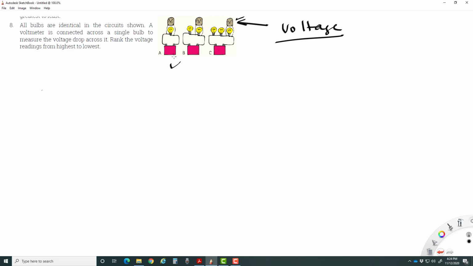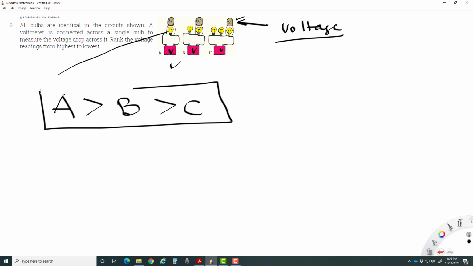Again, just like before, the voltage of the battery would be shared among these three bulbs here. The voltage would be shared between these two here, and the voltage appears on only a single one. That means this one will have the maximum voltage, so A will have the greatest amount of voltage across it, and then next one would be B, and then C would have the least amount of voltage because the voltage has to be shared among the three. So that's our ranking.